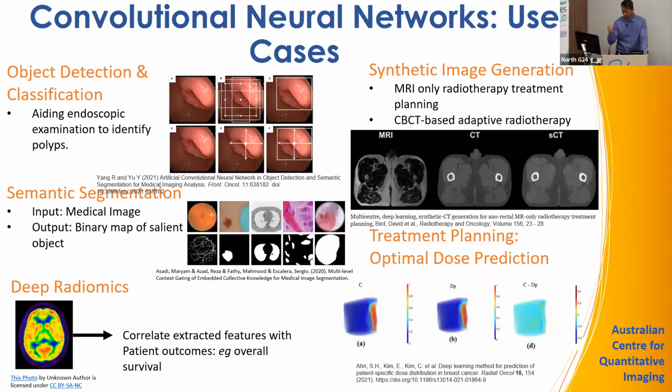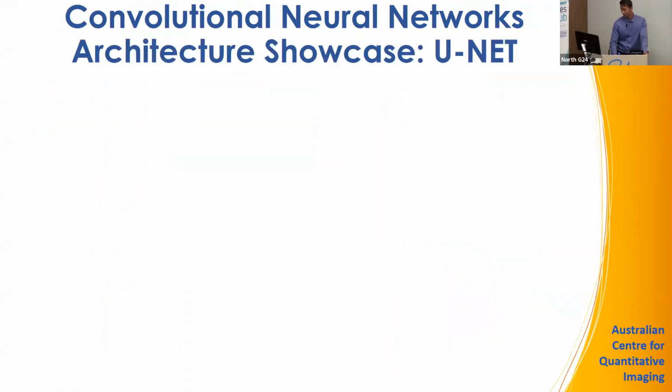So if you just input a CT image of a given patient anatomy, a convolutional neural network can learn from past training examples what the most optimal dose distribution would be for that particular patient anatomy. And in this example, the ground truth is C, DP is the predicted output by the convolutional neural network. And by subtracting the two dose distributions, you see there's almost zero difference. There is some difference, but it's quite small given the challenge of the task.